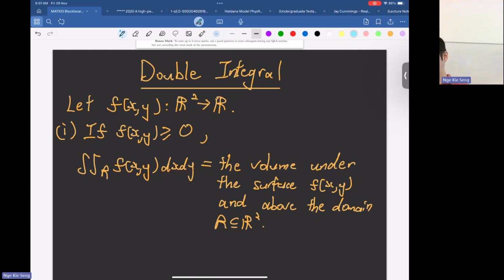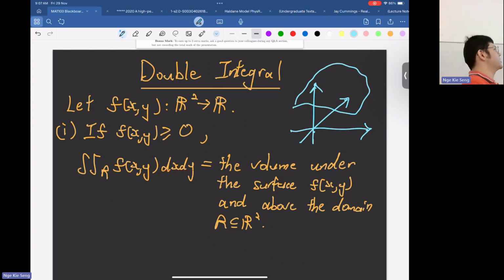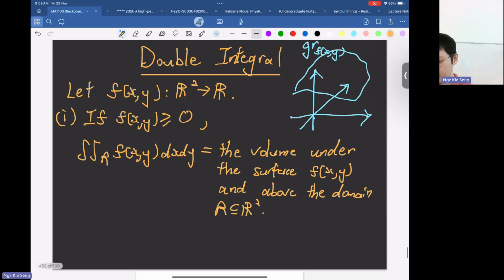Whenever we talk about a function of two variables, you should think of it as a surface. You should attach every point in R to a height for f(x, y). So this is a graph of f. Right. So how about the other way?